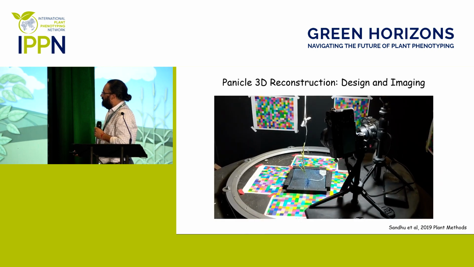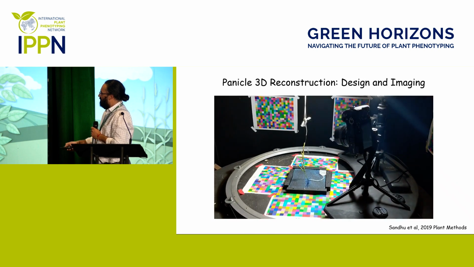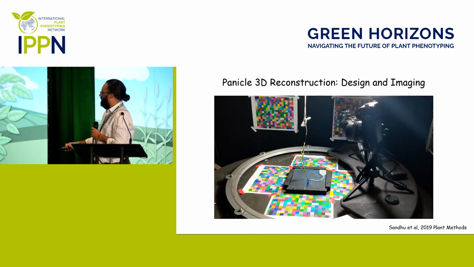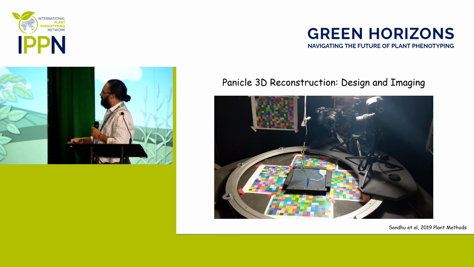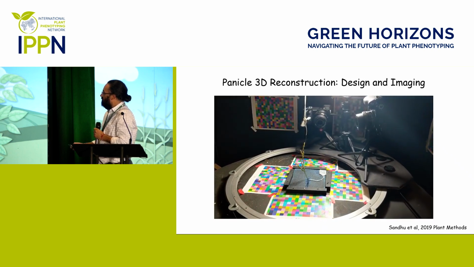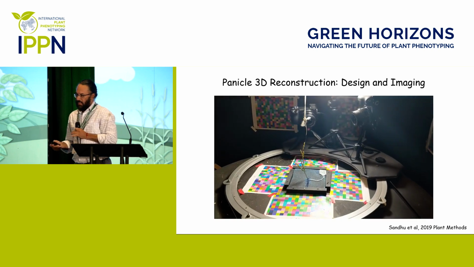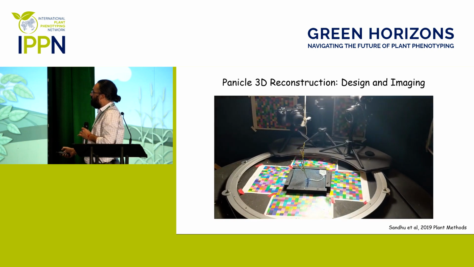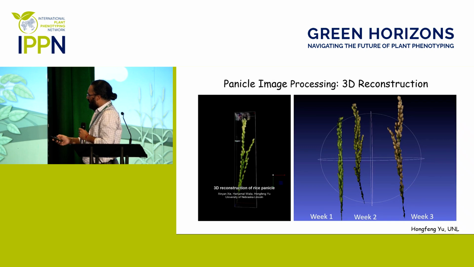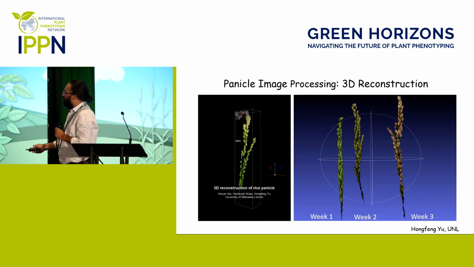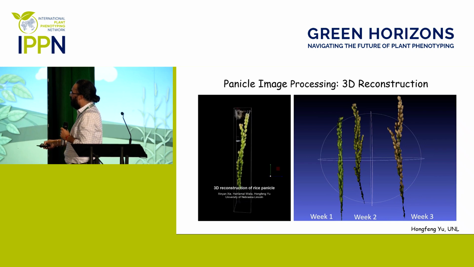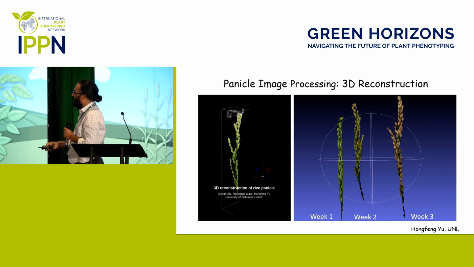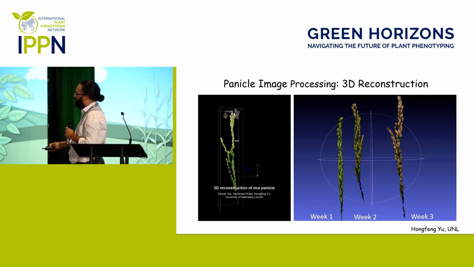So this is what the real thing looks like. The rest of the plant is underneath, so we just have the panicle, and there are cameras that go around at different angles. We use these images to make a 3D reconstruction. Here we have week 1, week 2 and week 3. As it progresses, the volume changes, the surface area changes, and the color changes, all of those things.